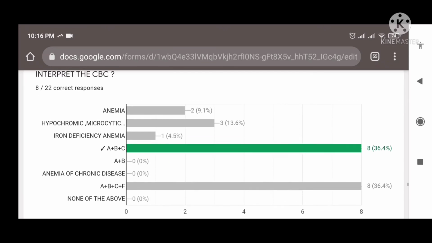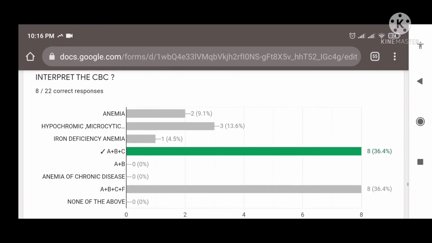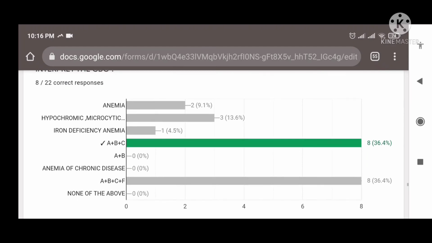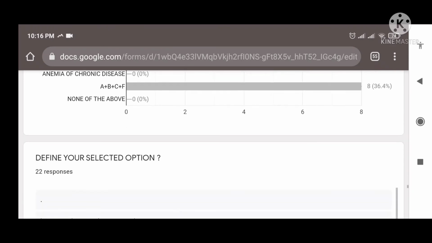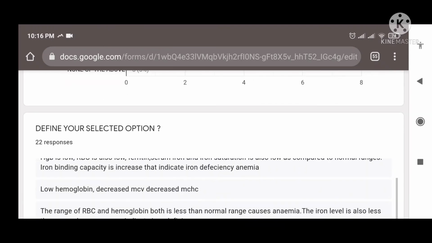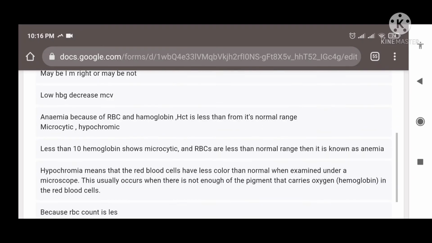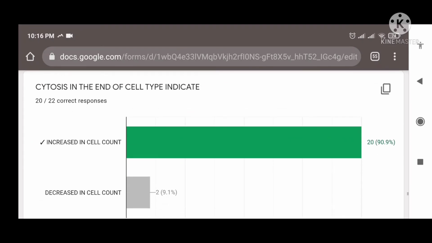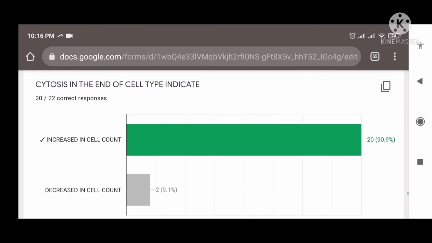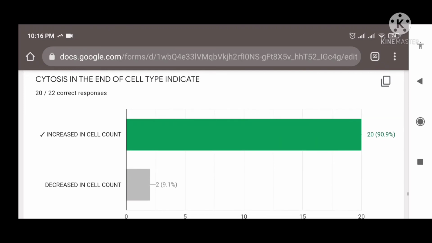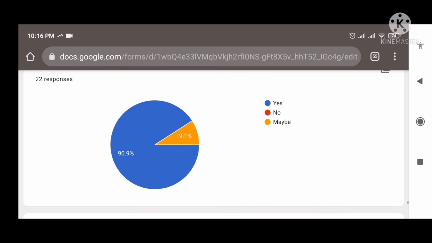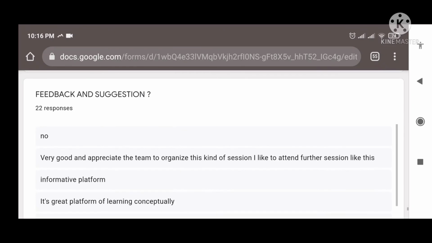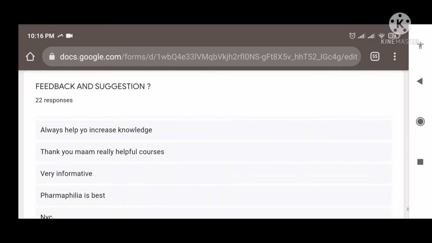Interpret the CBC. Again, the CBC is not shown in the question. You can check the CBC from the quiz; the link is given in the description box, and there you can see your selected options. Cytosis at the end of a cell type indicates an increase in the cell count. Increase in the cell count means cytosis, decrease in the cell count means penia. So these are your feedbacks and the concepts, and thank you so much for this type of feedback.